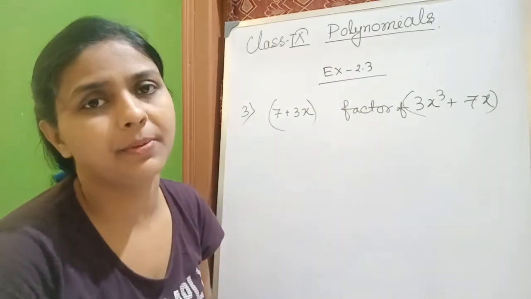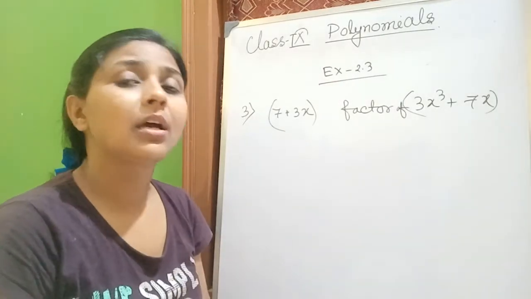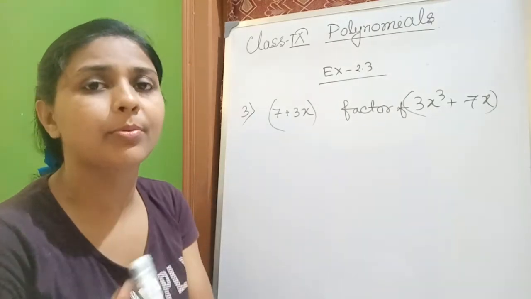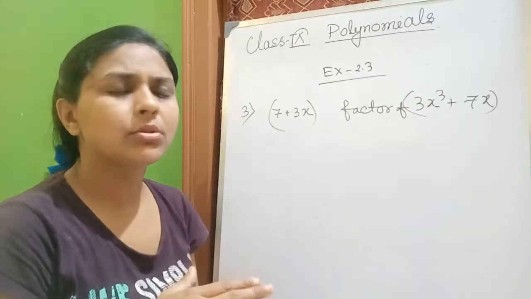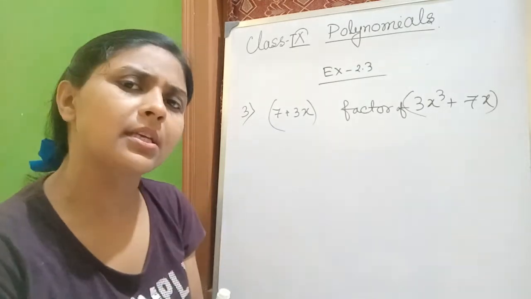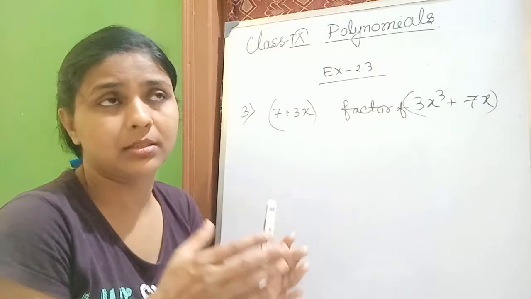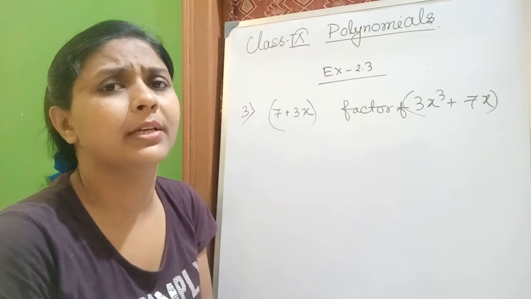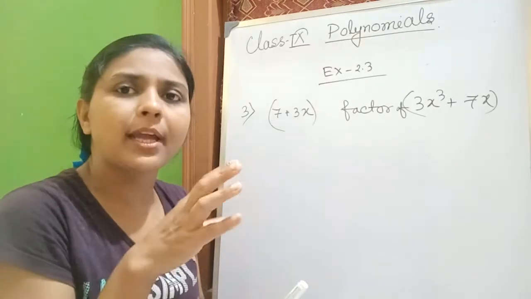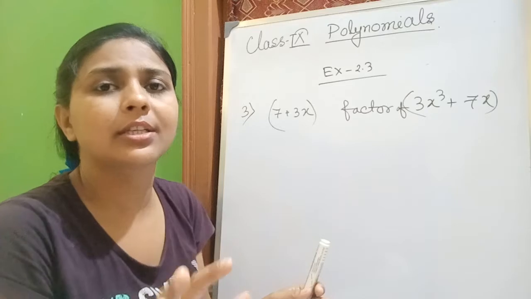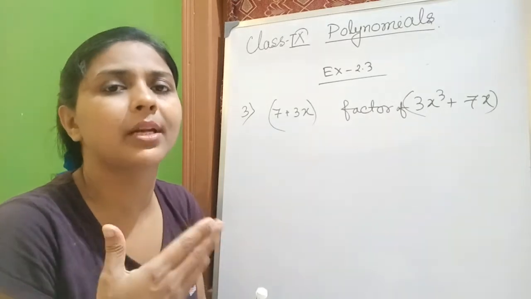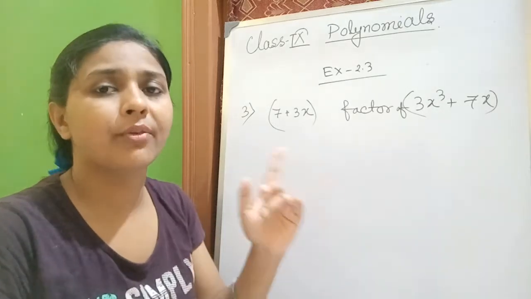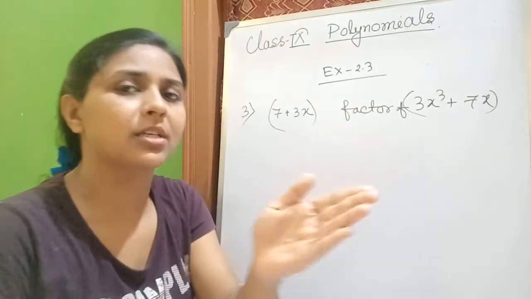Think about 5. 5 is a factor of 25. Why can we say it? Because if we divide 25 by 5, we get the remainder 0. Similarly, 5 is not a factor of 27. Why not? Because if we divide 27 by 5, we do not get the remainder 0, because the remainder will be 2. That means 5 is not a factor of 27, whereas 5 is a factor of 25.